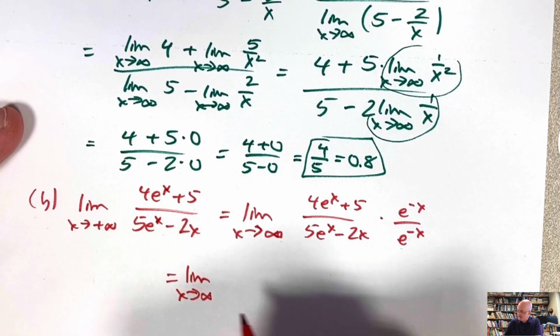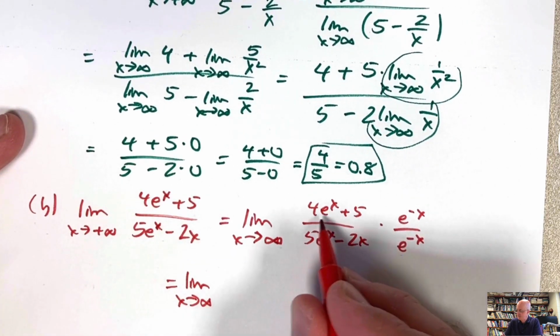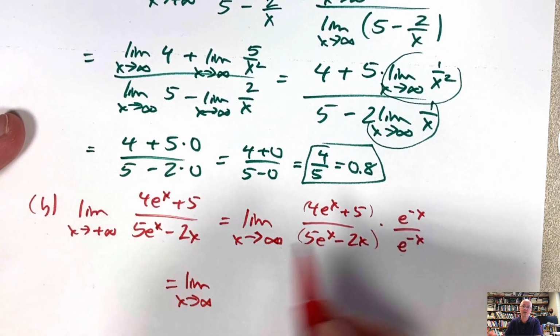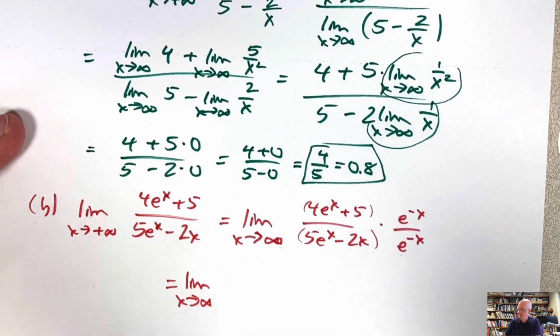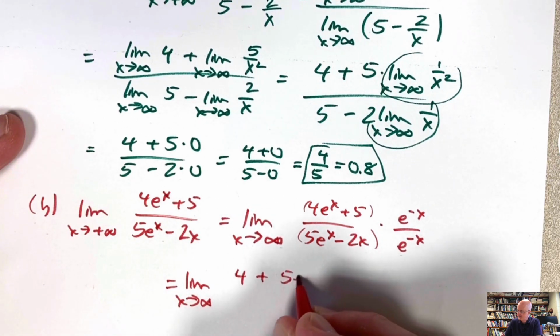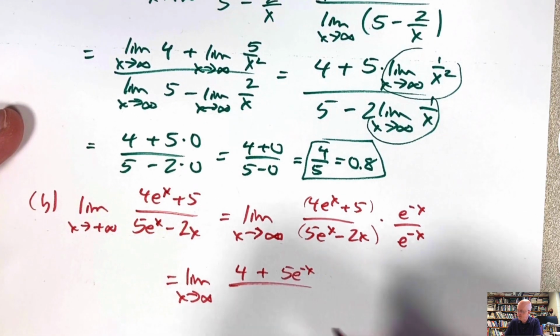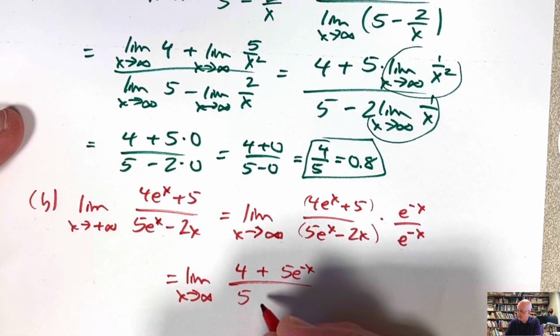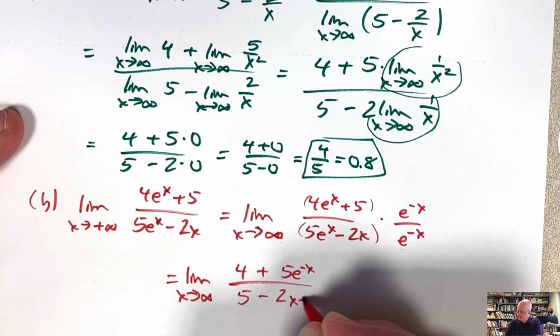And then, okay, so we're doing this, use the distributive property again. E to the x times e to the negative x is 1. They cancel. So you're left with a 4. We're left with a plus 5 e to the negative x. And on the bottom, you've got e to the x times e to the negative x is 1 again. So you get a 5 minus 2x e to the negative x.